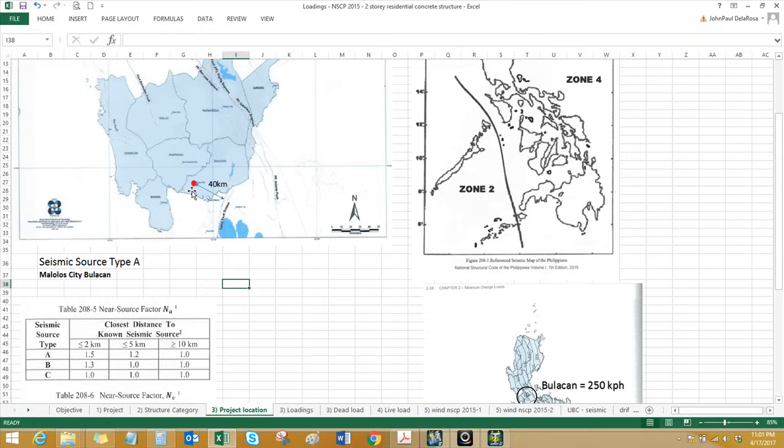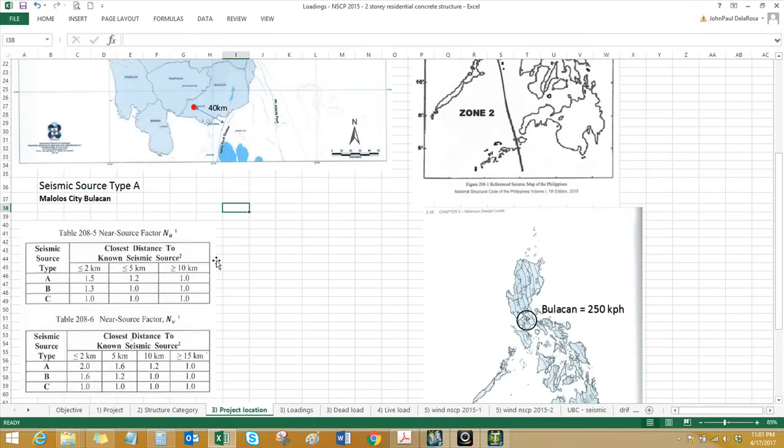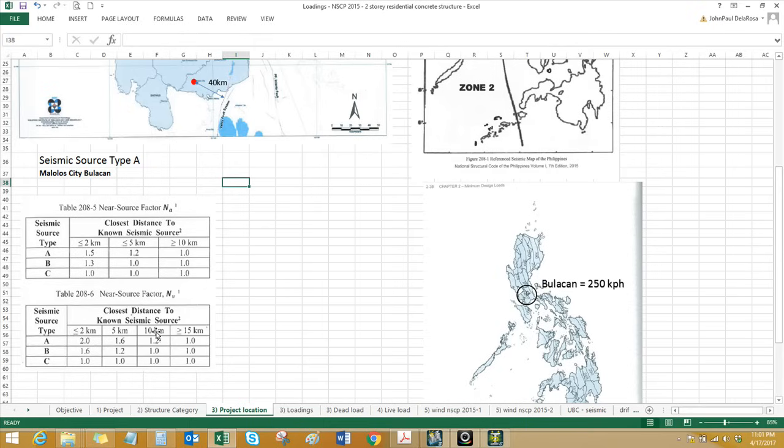I-plot nyo yung project location nyo, then sukatin nyo from the pole, then makukuha nyo na yung distance. So, since 40 kilometer yon, hindi siya within 15 kilometer. So, ang mga magiging values natin dyan is 1.0 lang. So, pagdating natin sa seismic, ma-discuss natin ito mabuti. Okay.